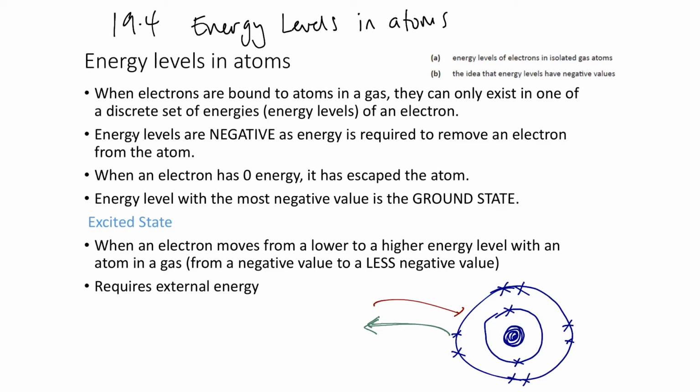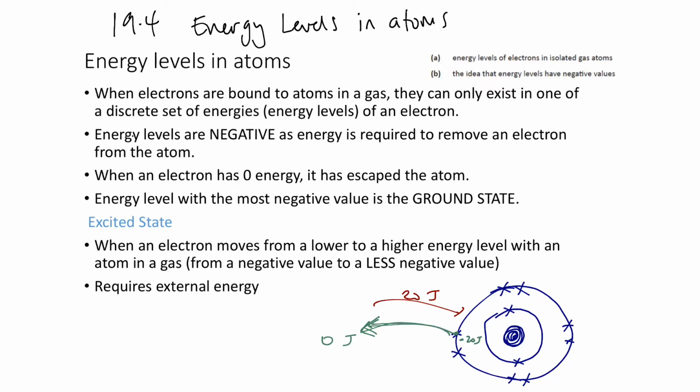So for example, if this was, say, minus 20 joules, in order to move the electron from here to here, so it's got no joules, we would have to give it 20 joules of energy. So as the next bullet point says, when an electron has 0 energy, so 0 joules, it has escaped from the atom. So that's when we might call something ionised, if something's gained or lost an electron. So in this case, it's lost an electron. The electron has now got 0 joules of energy.